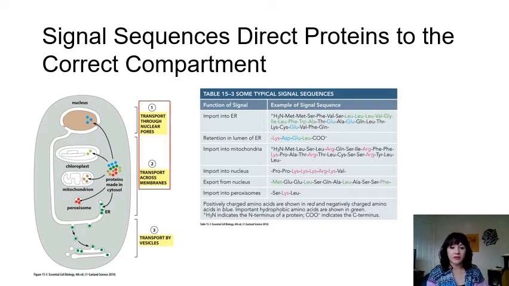Others, for example, a protein that's going to end up in the lumen inside the endoplasmic reticulum, have a specific pattern that is found at the C-terminus. Others can be found more in the middle of the protein, such as those that are getting imported into the nucleus. Right?